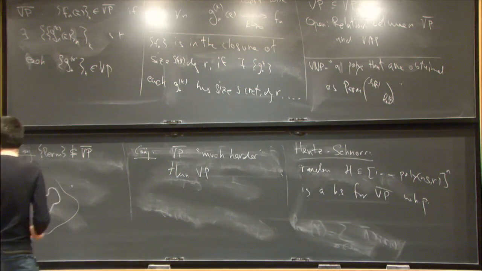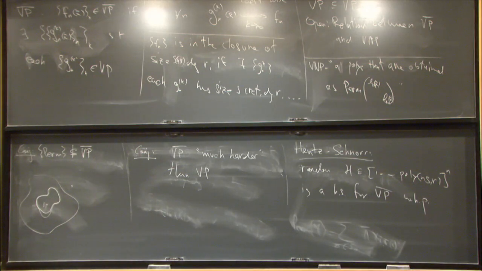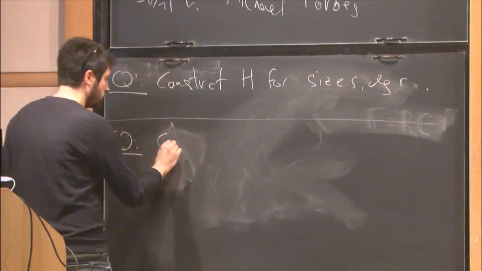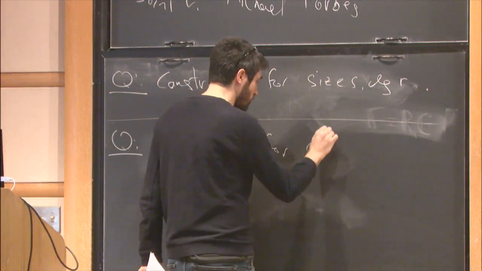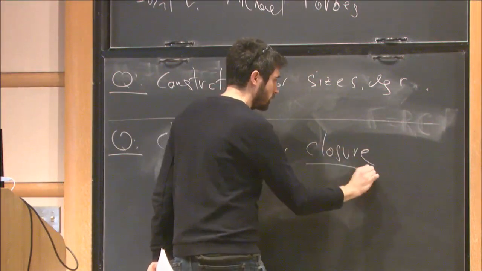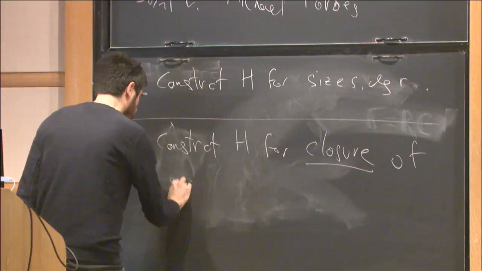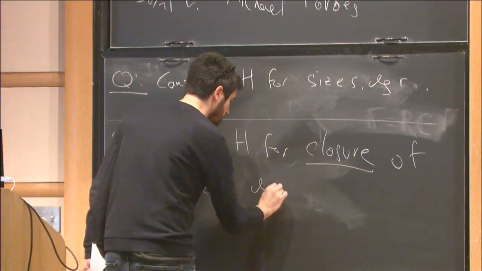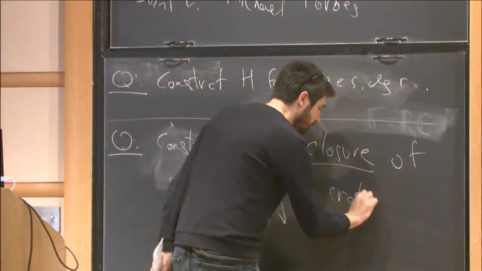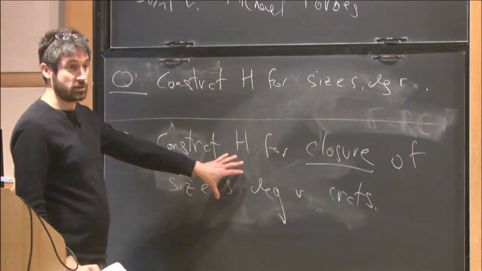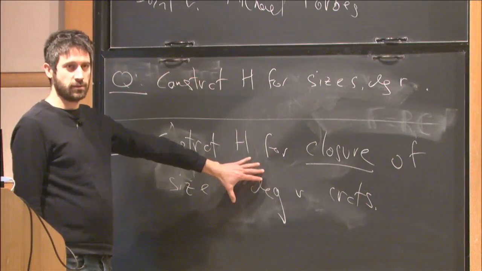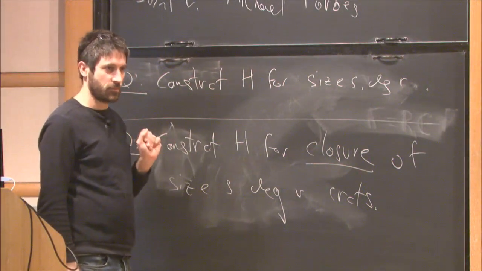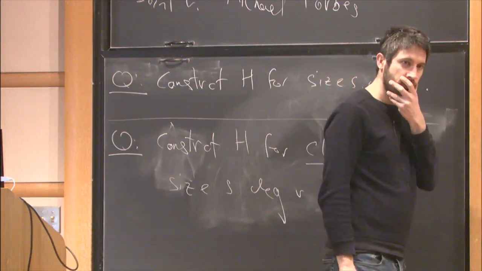Great. So here's another question. There's a more difficult question. Let's construct H for the closure of size S and degree R circuits. And this is the question we are actually studying: hitting sets for the closure of small arithmetic circuits. So that's the question that we'll be interested in. Okay, good. What about the existence of a small set?